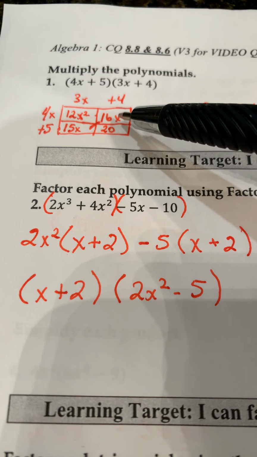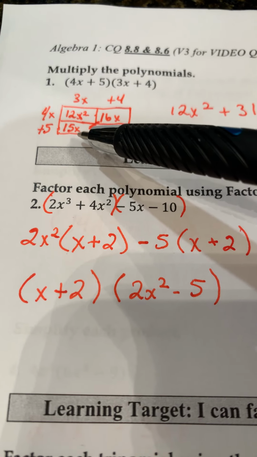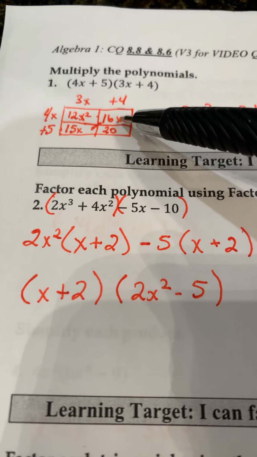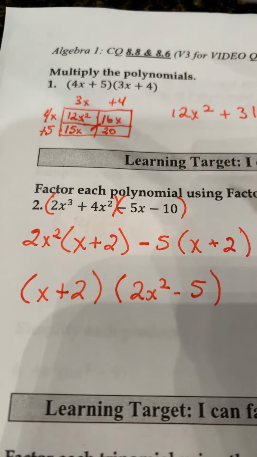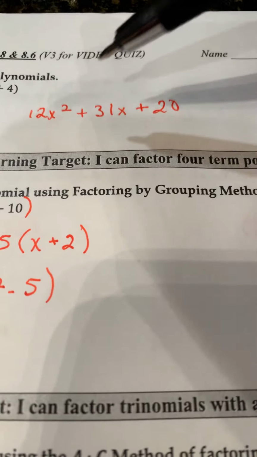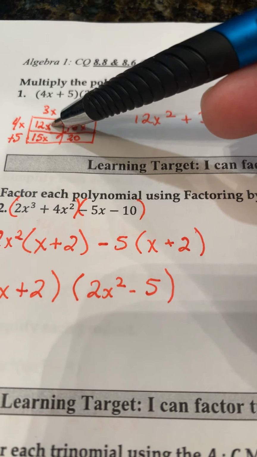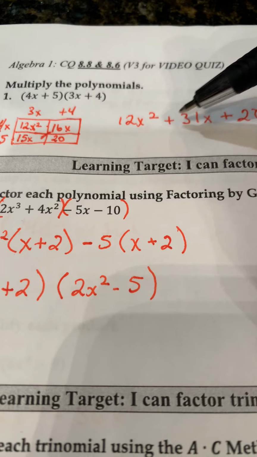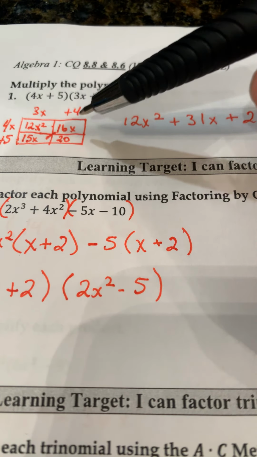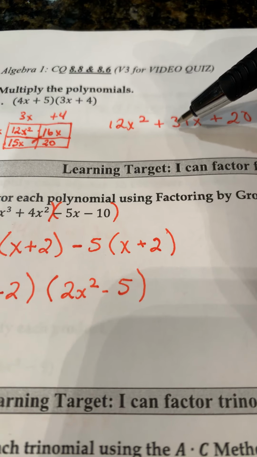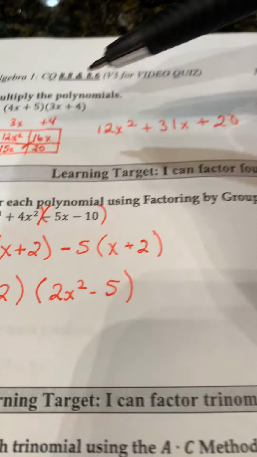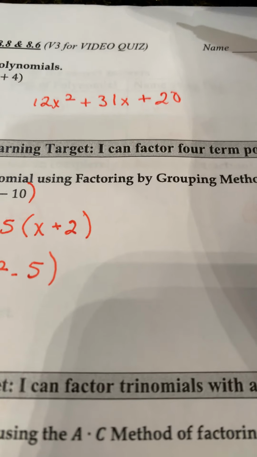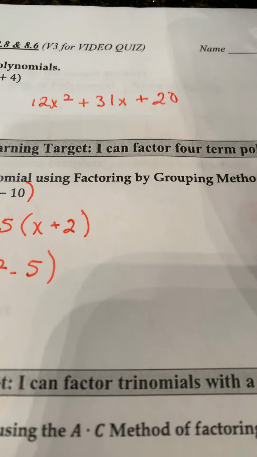Since these x's are the same power, you know the 15x and the 16x can be added together. So you end up with 12x squared plus the 15 and 16x added together is 31x plus the 20. So that's your answer, 12x squared plus 31x plus 20.